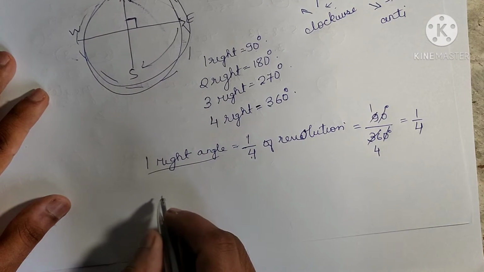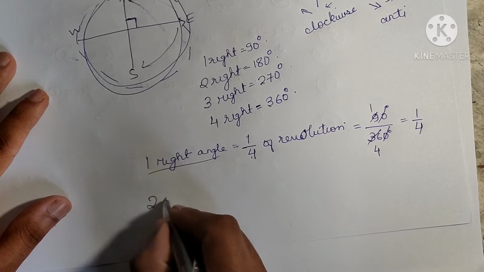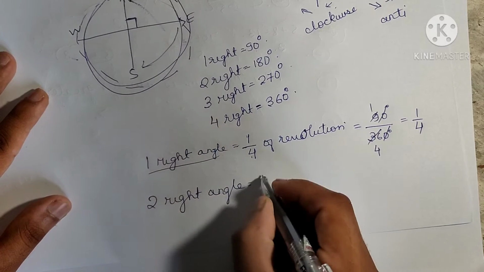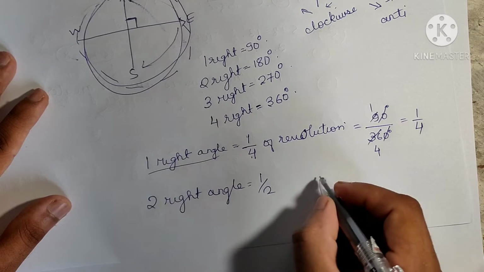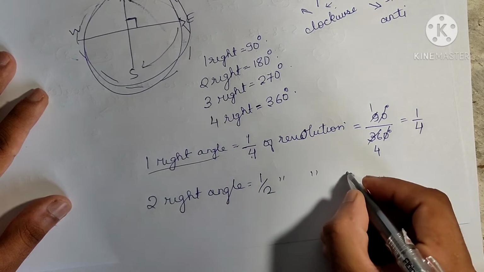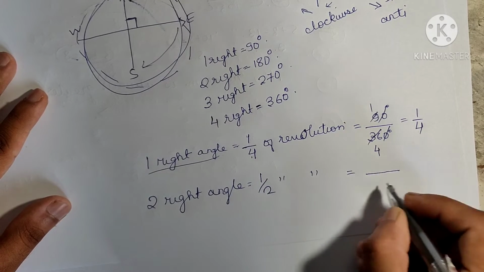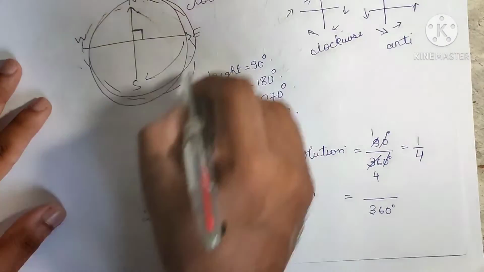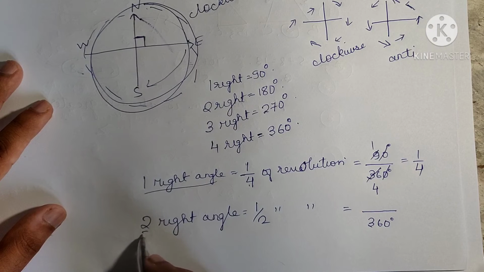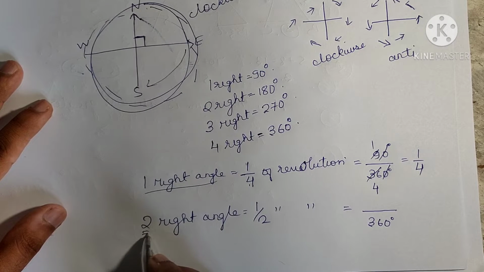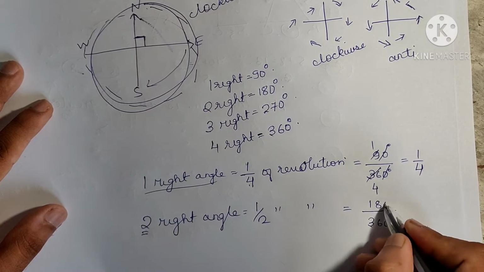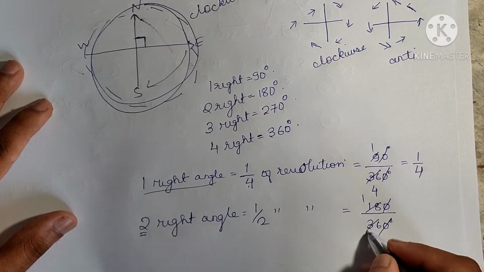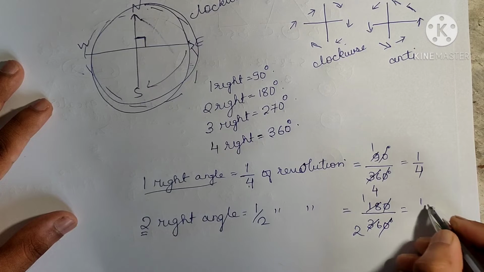Then if you are asked how much is two right angles, how will you solve? Two right angles is always equal to 1 by 2 of a revolution. How are we finding it? The total we already know is 360 degrees. We are saying two right angles, that means 90 plus 90 is 180 degrees. Then if you cancel them out, the 0s will be cancelled. 18 1s are 18, 18 2s are 36. So we are getting 1 by 2.